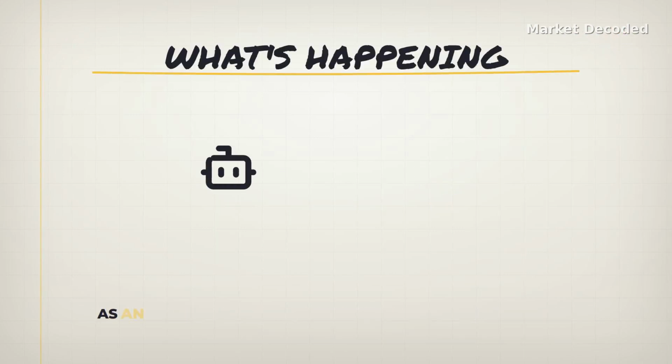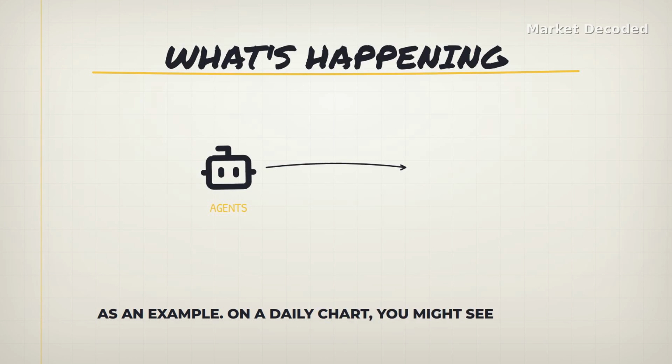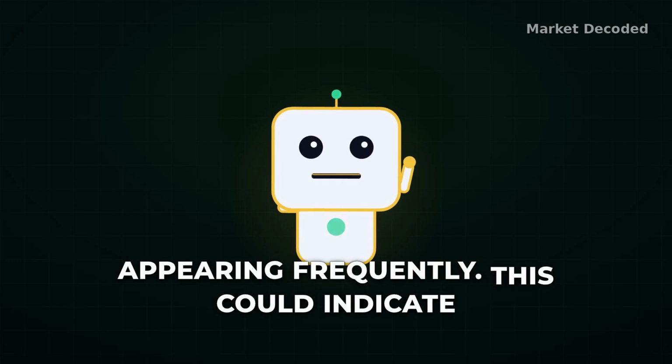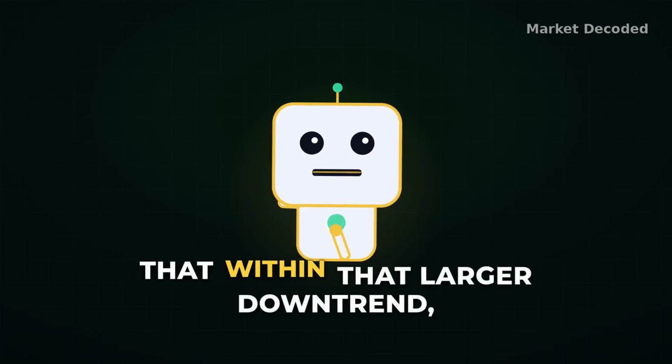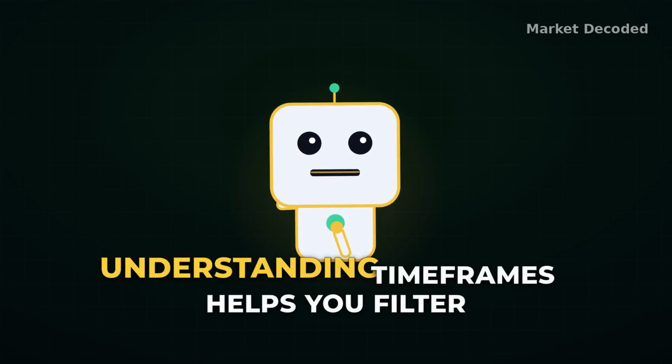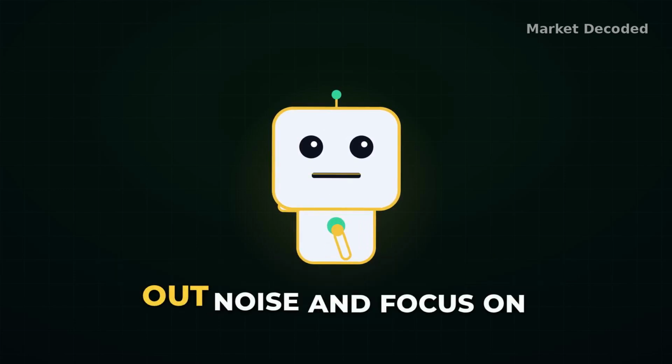Let's use Bitcoin as an example. On a daily chart, you might see a strong bearish trend. However, when you zoom into the 1-hour chart, you notice some green candles appearing frequently. This could indicate that within that larger downtrend, there are short-term buying opportunities. Understanding time frames helps you filter out noise and focus on meaningful patterns.